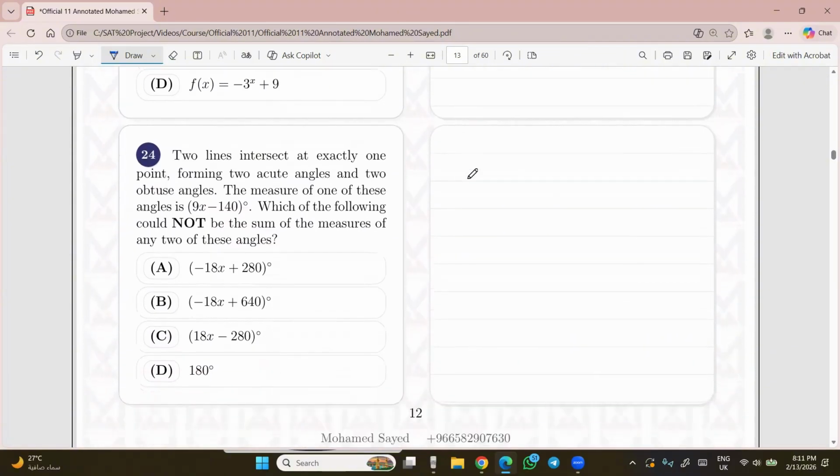Question 24. Two lines intersect at exactly one point, forming two acute angles and two obtuse angles. The measure of one of these angles is 9x minus 140. Which of the following could not be the sum of the measures of any two of these angles? This question is considered to be a hard one.